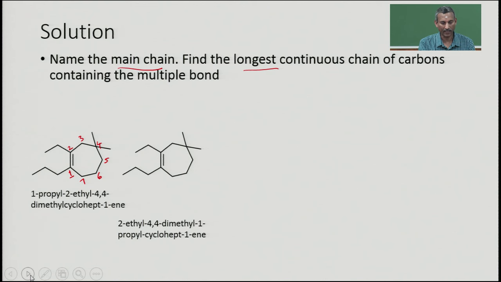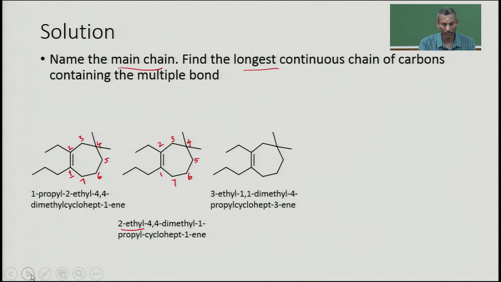When we look at the second structure, here the ethyl group is present in the 2 position. So, that means here again 1, 2, 3. In the 4th position, we have the dimethyl groups, 5, 6, 7. So, these 2 compounds have a very similar name. We will have to see what is the difference between these 2 names. We will move to the next one.